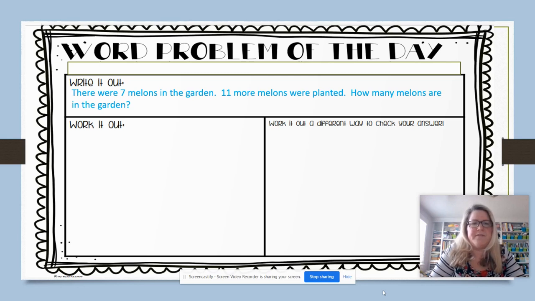So there were 7 melons in the garden. 11 more melons were planted. How many melons are in the garden?